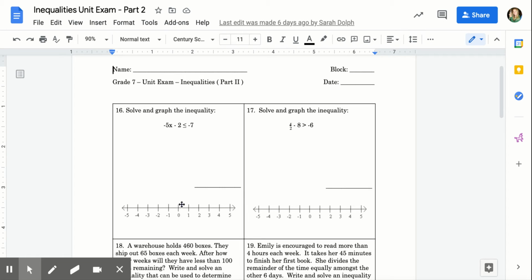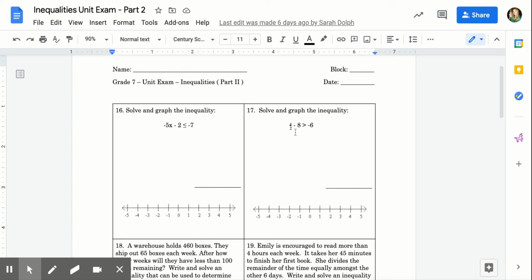So right after you do that, then you have to do number 17. It says solve and graph the inequality. X divided by 2 minus 8 is greater than negative 6. Again, if you see any addition or subtraction, you have to do that first. Whatever you do to one side, you have to do to the other. Make sure you're using your calculator. Make sure you are showing your work.